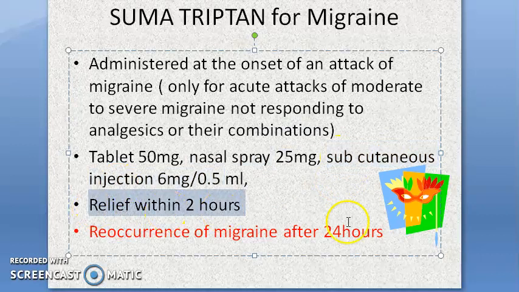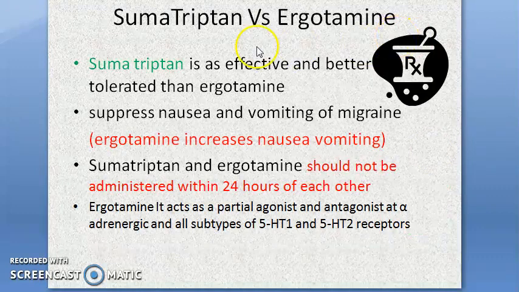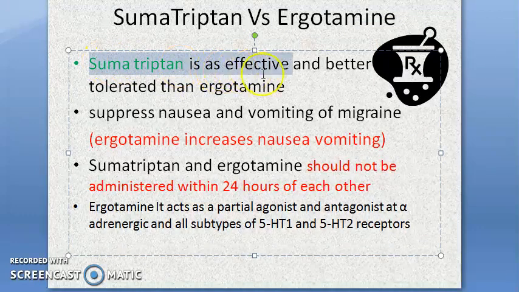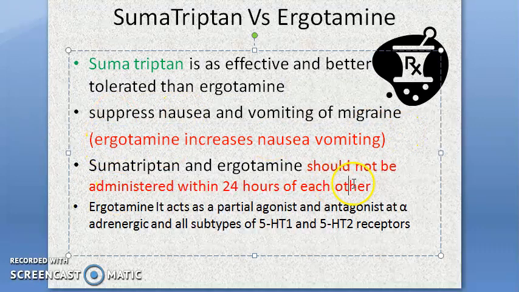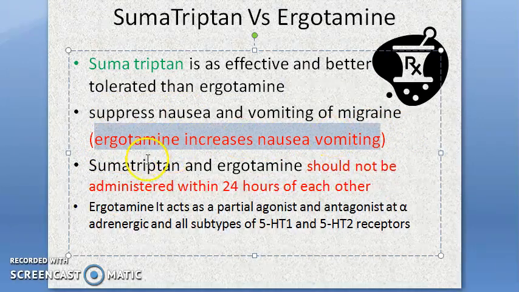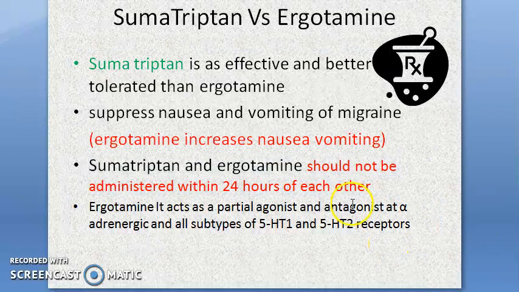The person will get relief within 2 hours. However, migraine can reoccur after 24 hours. When migraine reoccurs, we will again give it. Sumatriptan is more effective than Ergotamine. It is better tolerated than Ergotamine, and Ergotamine actually increases nausea and vomiting. So we really don't want Ergotamine. Sumatriptan and Ergotamine should not be administered within 24 hours of each other.